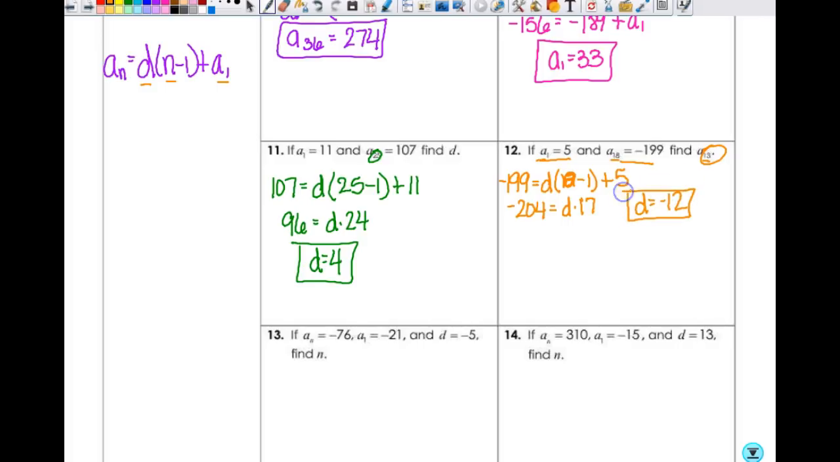Okay, so not my final answer because it didn't ask me for that, but now I have that so I can find that 13. So A13, which is what I'm looking for, is equal to D, which is negative 12, times N, which is 13, minus 1, plus A1, which is 5. And so again, I can type all that in that calculator, or you do it in your head because it's not that hard. But you get A13 is equal to negative 139.